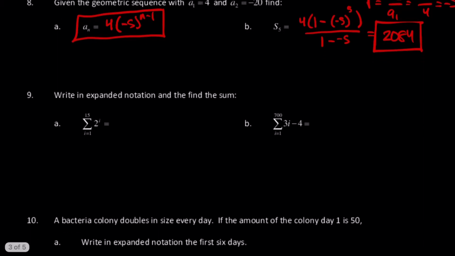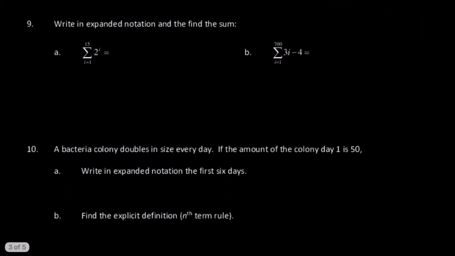Okay, in the next group, summation notation, it says write an expanded notation and find the sum. And it appears more daunting than it actually is. First thing I want to do is expand. The way we expand is we find the first 3 terms and the last. And remember, this is summation notation. Don't put commas between the terms. You have to put plus signs.